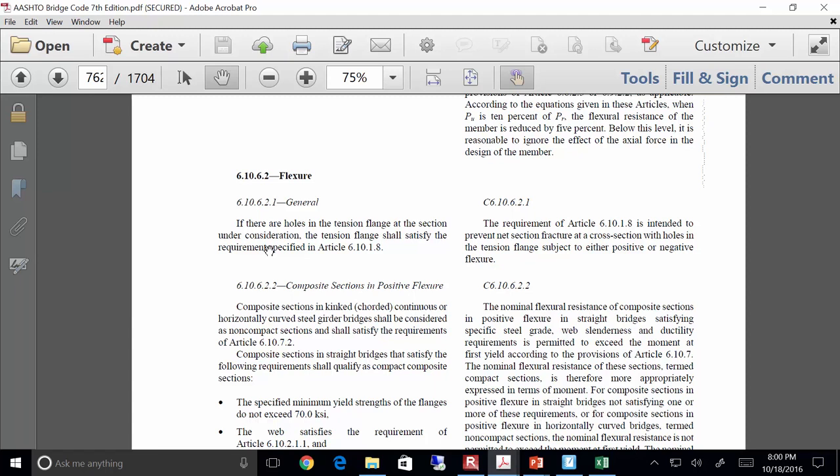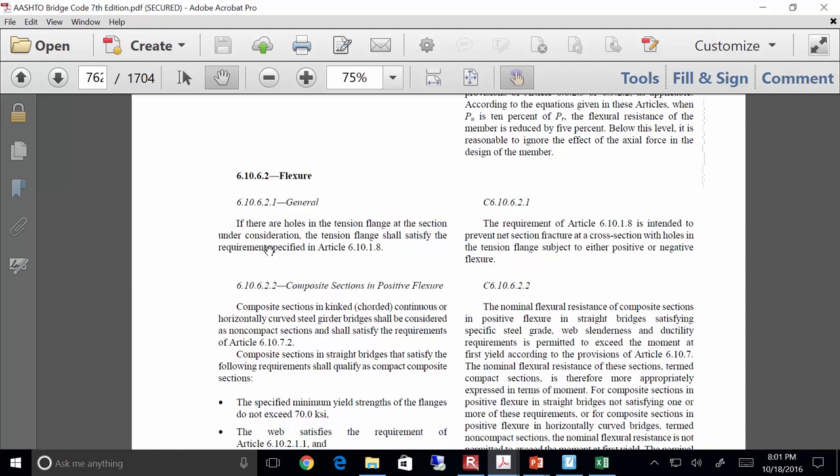Okay, so when you're dealing with a section in bending, you have to start off by classifying that section. Are you looking at a composite section in positive flexure? Are you looking at a composite section in negative flexure? Are you looking at a non-composite shape, and what have you? For starters, we're going to look at the positive bending region, and we're going to look at the bridge in its intact final state. So that is a composite section in positive flexure.